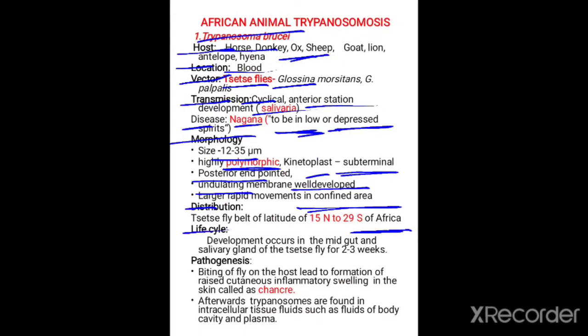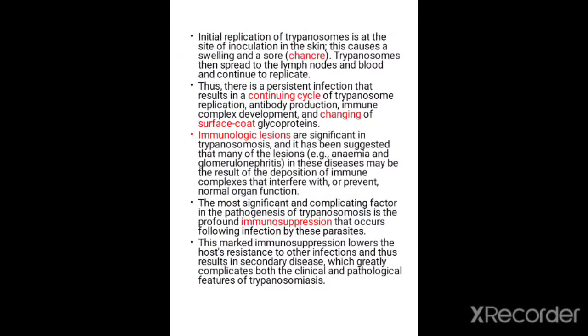When it comes to the life cycle, the development occurs in the midgut and salivary gland of the tsetse fly for 2 to 3 weeks. Pathogenesis includes the biting of a fly on the host, leading to formation of a raised cutaneous inflammatory swelling in the skin. They are called chancre. Afterward, trypanosomes are found in the intracellular tissue fluid, such as fluid of body cavity and plasma. Initial replication of trypanosomes is at the site of inoculation in the skin, and at the site of inoculation this causes a swelling and sore, the chancre.